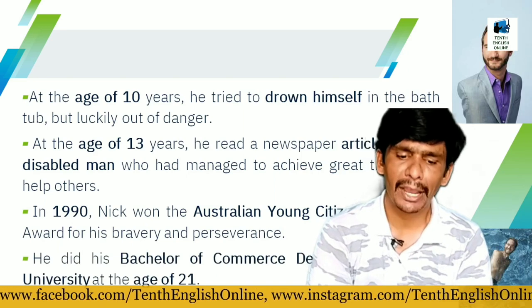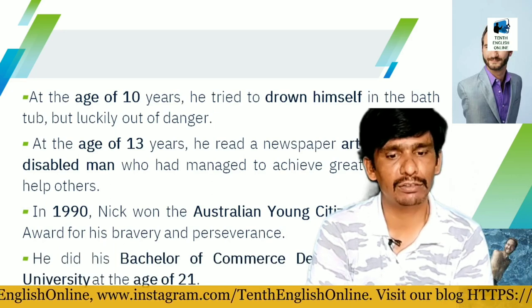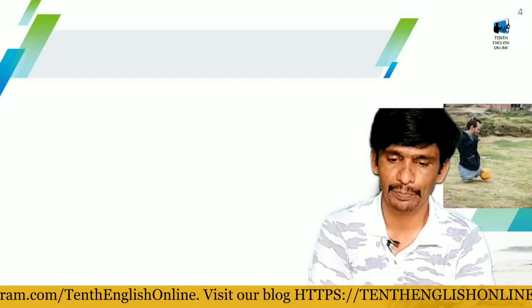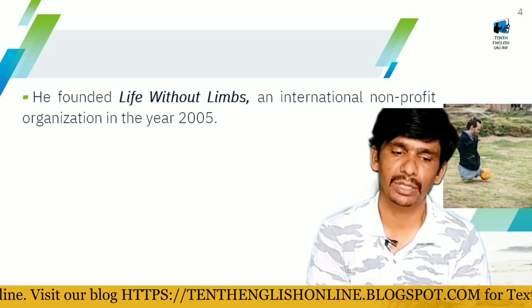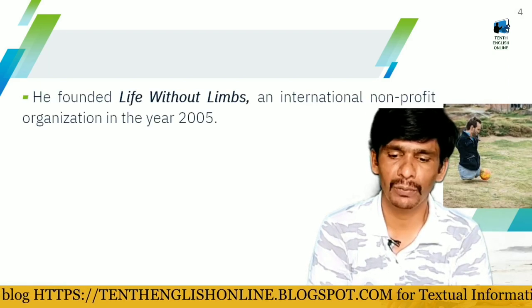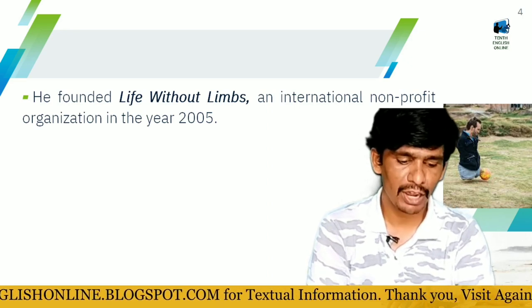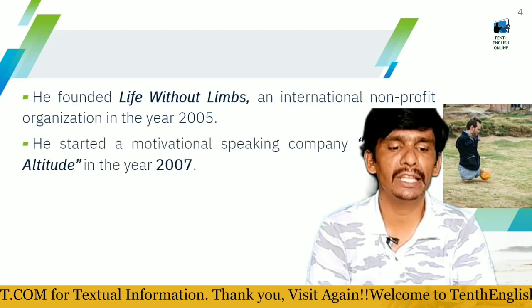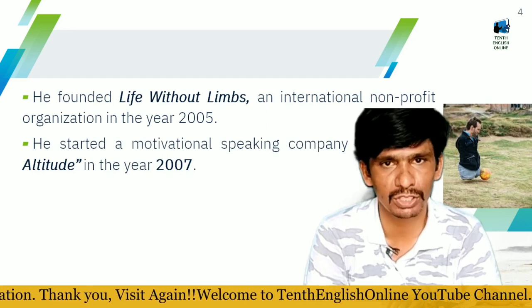Nick did his Bachelor of Commerce degree from Griffith University at the age of 21. Just 21, he finished his graduation. And he founded Life Without Limbs, an international non-profit organization, in the year 2005. And he started a motivational speaking company called Attitude is Altitude in the year 2007.